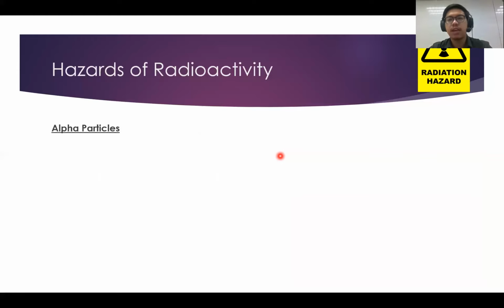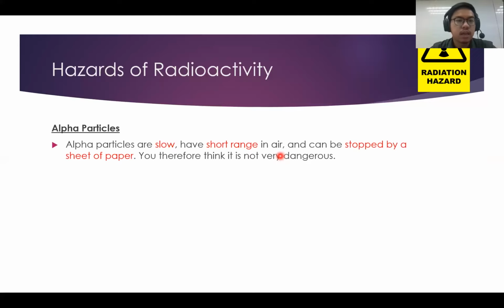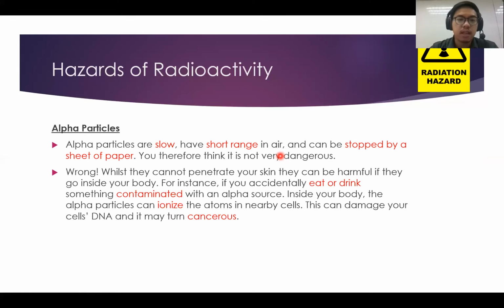So we're going to look at each of the types of radioactive emission, alpha, beta, and gamma, and see why they are dangerous. So alpha particles first. Alpha particles are slow, have short range in air, and can be stopped by a sheet of paper. Therefore, you think that it's not very dangerous, right? So it's slow, it doesn't travel far, and it can be stopped by a piece of paper. So it's safe, right? That is wrong.